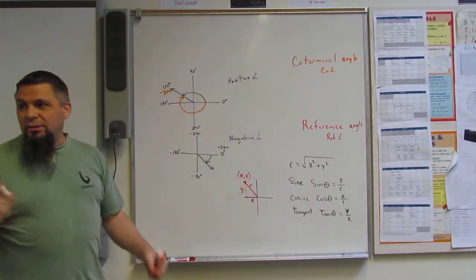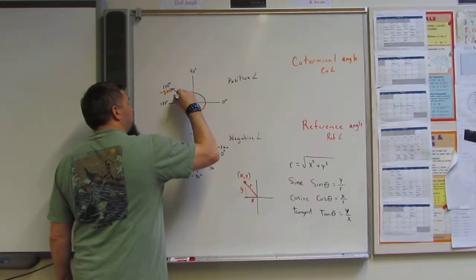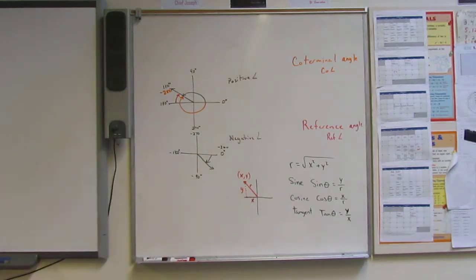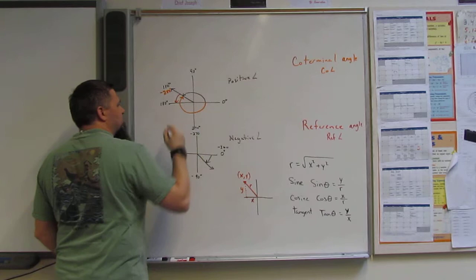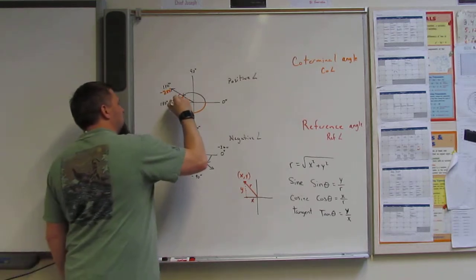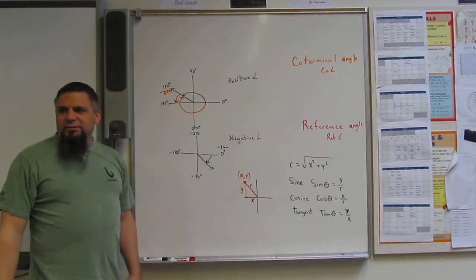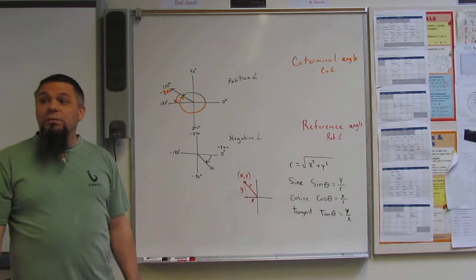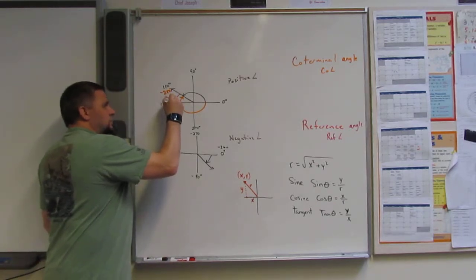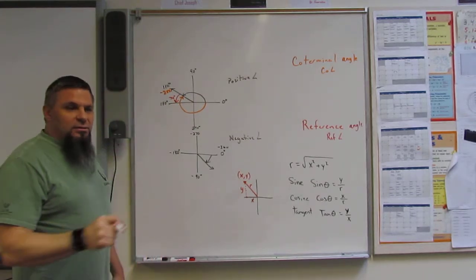But watch this, the reference angle. The reference angle is always going to be a positive acute angle. So it's always going to be positive, going this way. In this case, how much is it? How far away is 110 from 180? It's always positive, so 70. The reference angle here is 70.